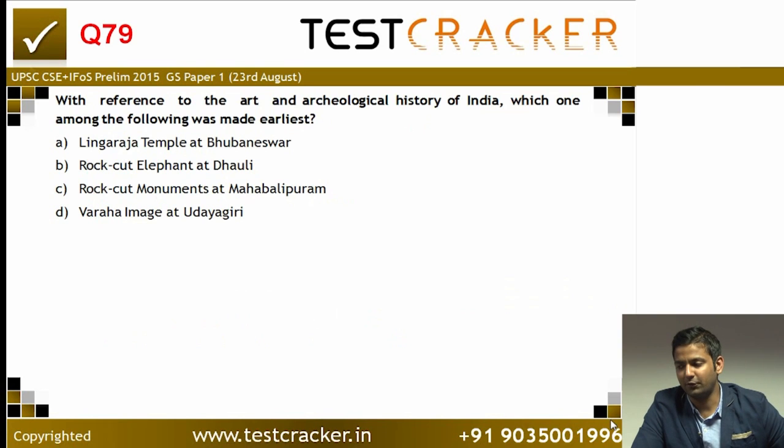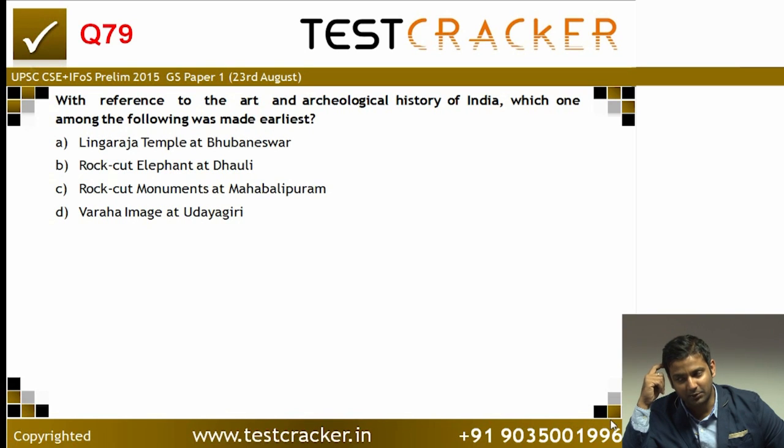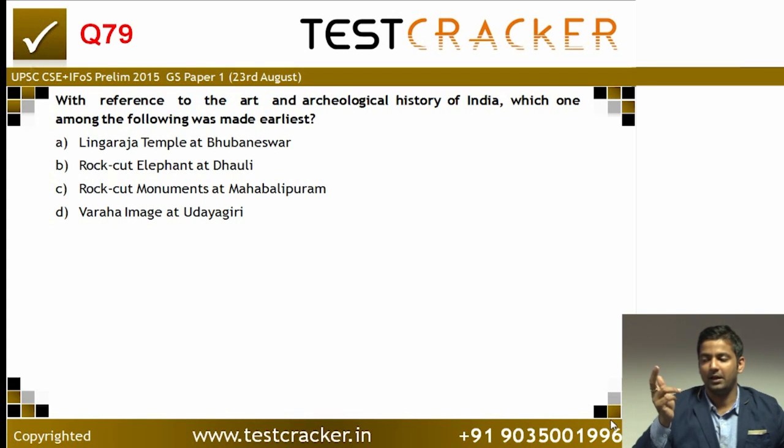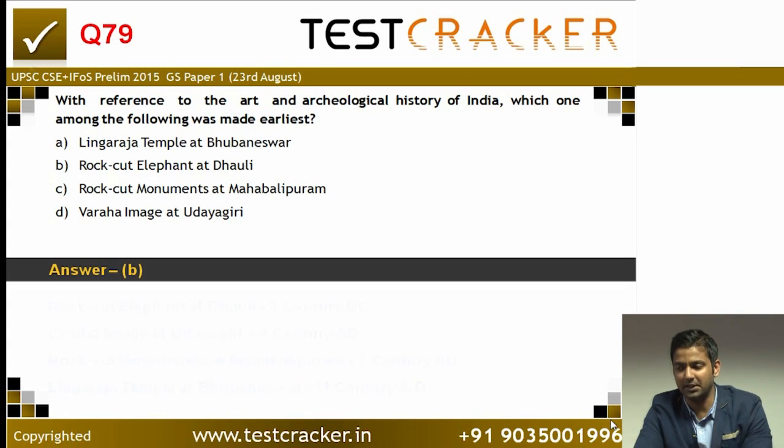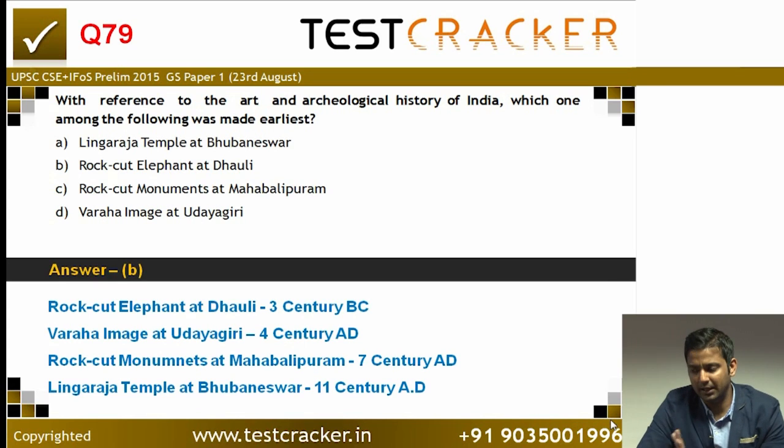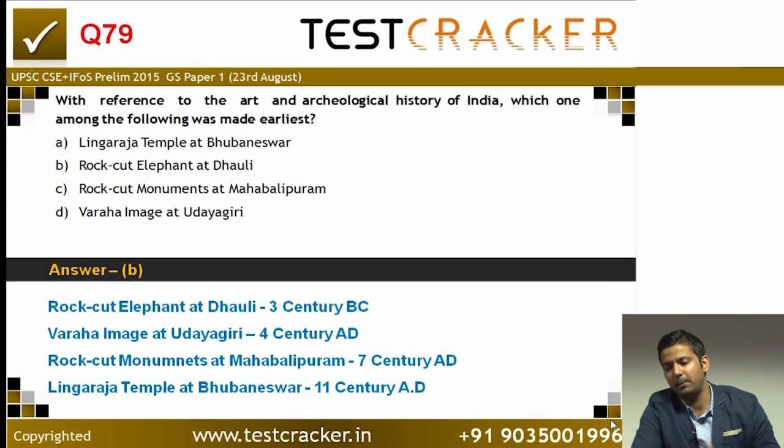A difficult question from art and culture, right? It says, which among the following was made earliest? Extremely difficult question. Lingaraj temple at Bhubaneswar, rock cut elephant at Dhauli, rock cut monuments at Mahabalipuram, Varaha image at Udaygiri. Right? Unless you have memorized where these artifacts are and which year they were erected in, it would be difficult to answer. The answer in this case is B.